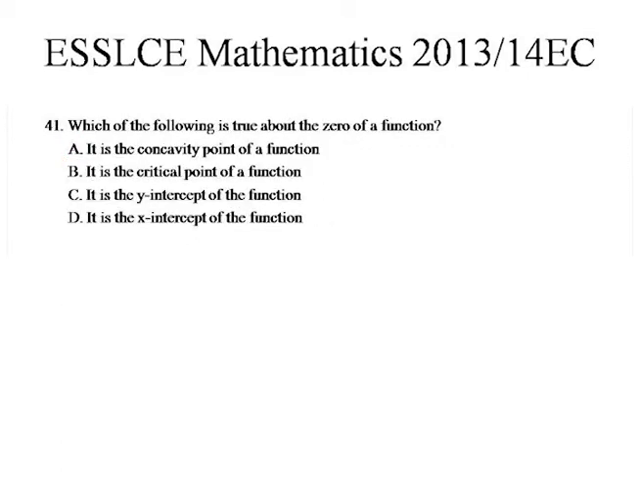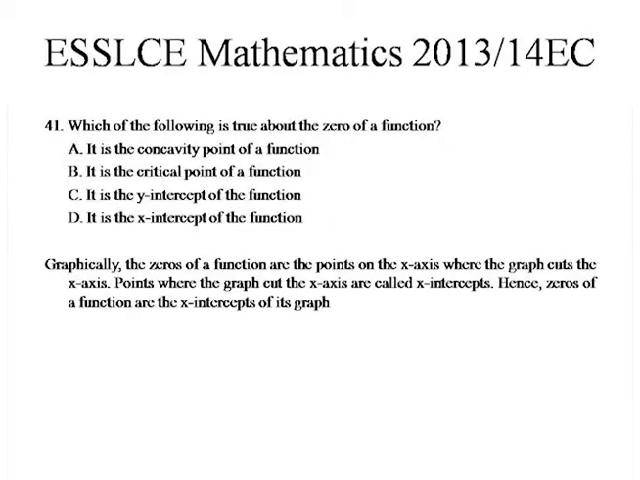Question number 41. Which of the following is true about zeros of a function? Graphically, the zeros of functions are points on the x-axis where the graph cuts the x-axis. Points where the graph cuts the x-axis are called x-intercepts. Hence, zeros of the functions are the x-intercepts of its graph. So choice D is the correct answer.